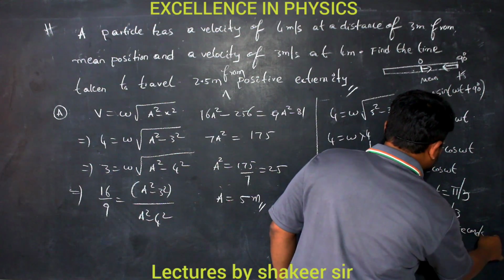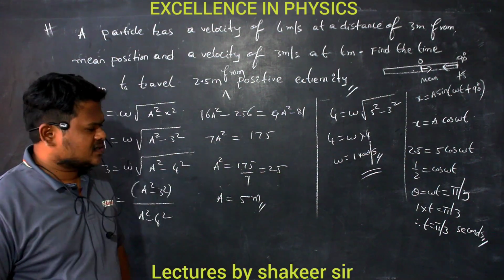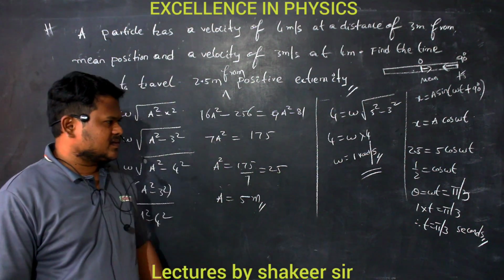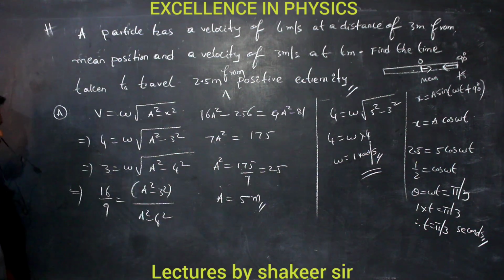Okay. So the particle will travel a distance of 2.5 meters from the extreme position in a time of pi by 3 seconds. That's all. Very simply we have done this calculation. Okay. Make a note of this one.